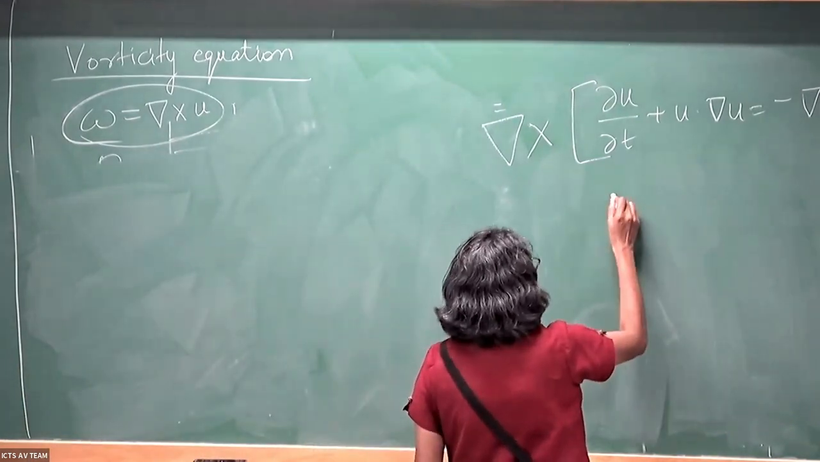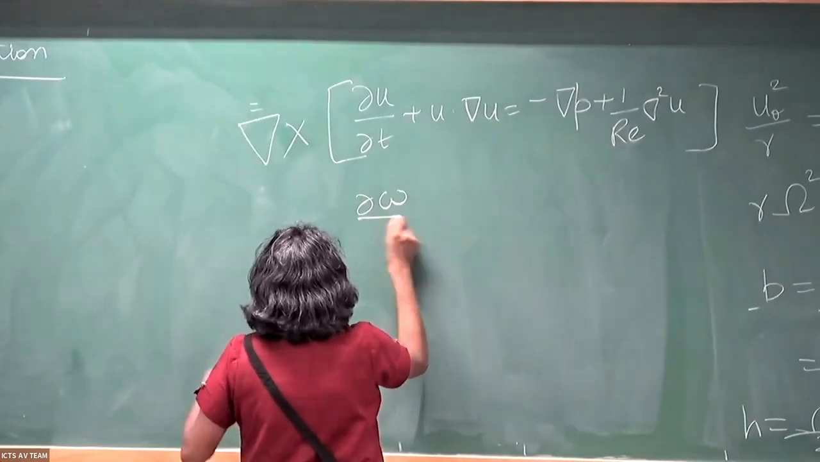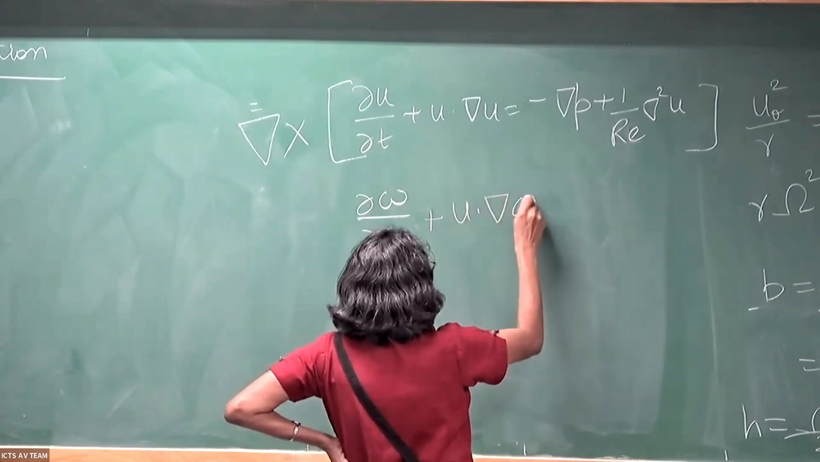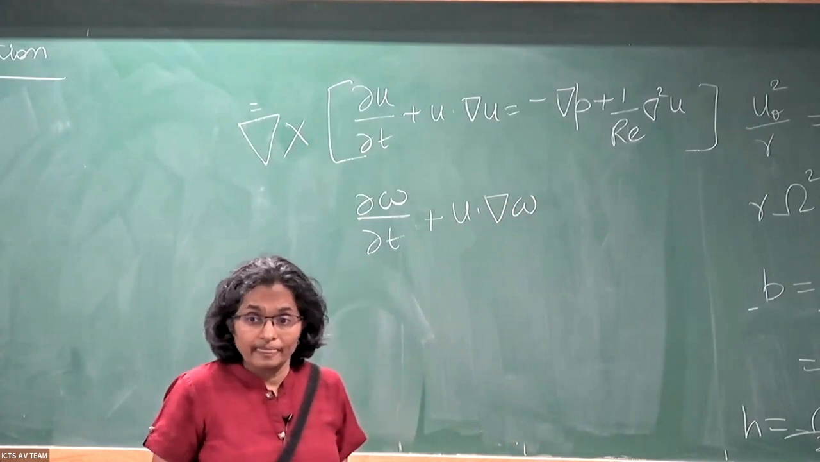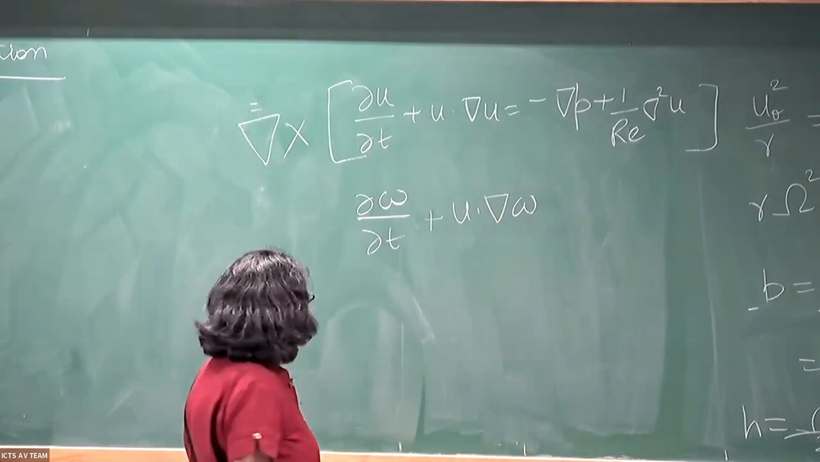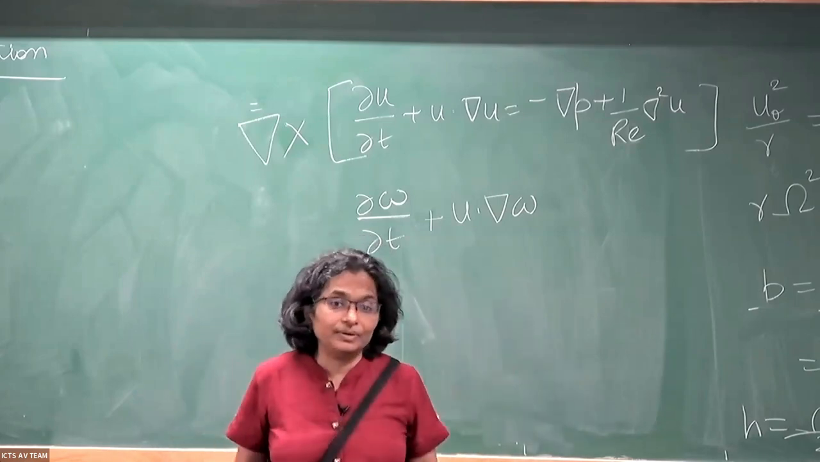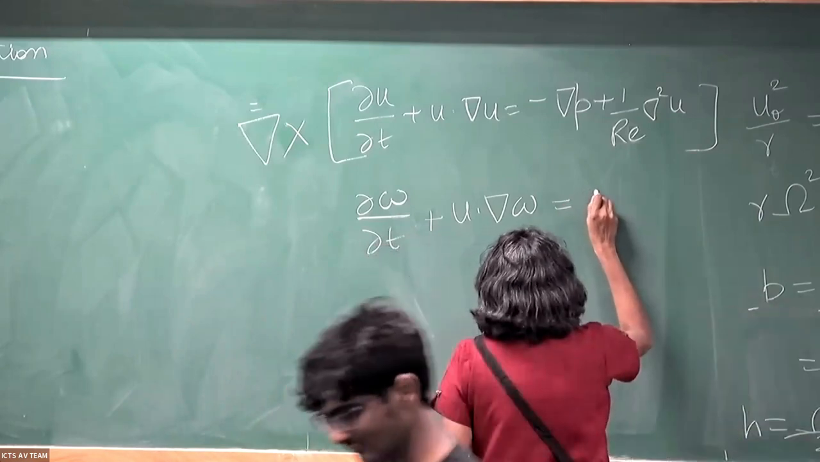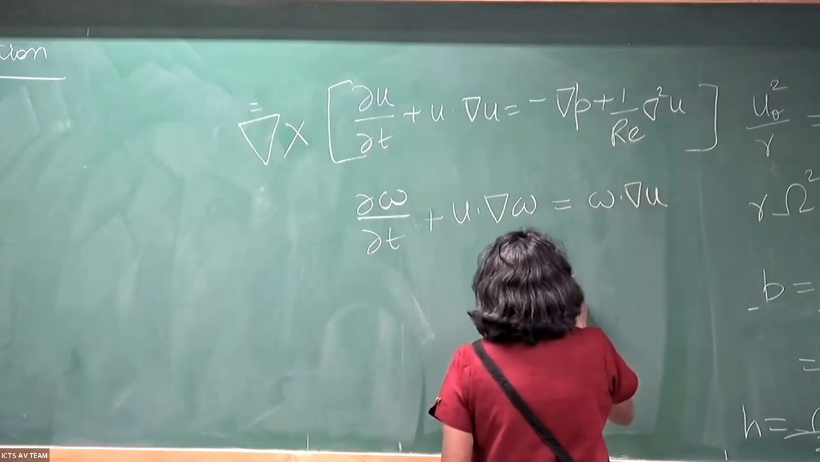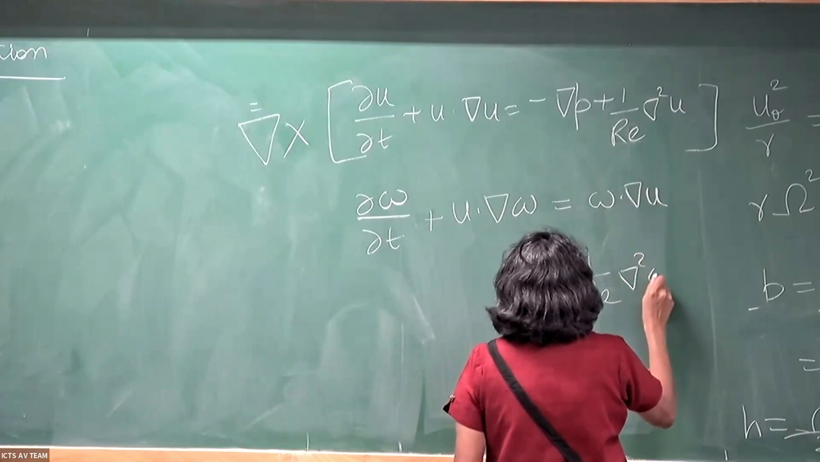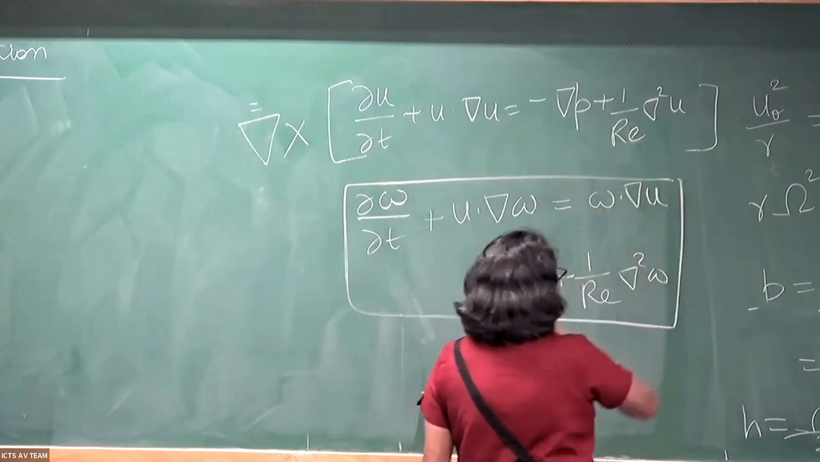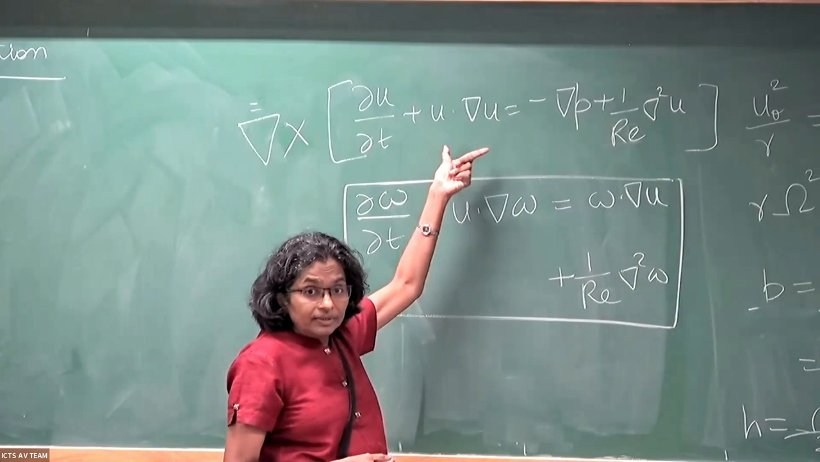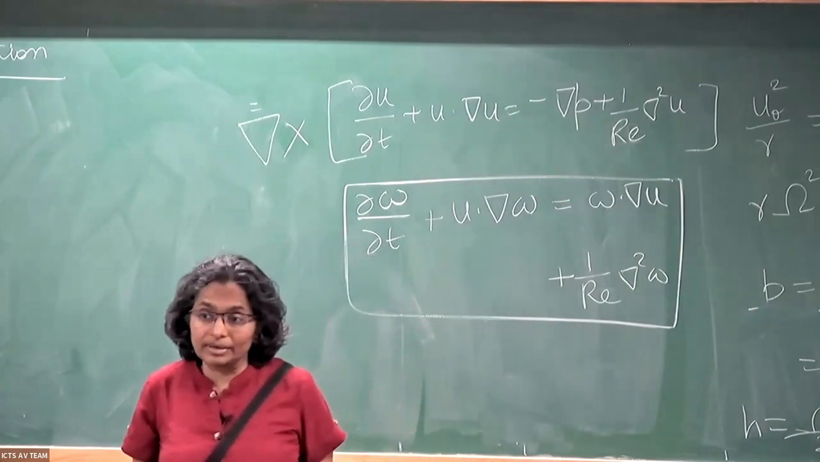So we're going to get dou omega by dou t plus u dot grad omega. What's going to happen to the pressure term? That will go to zero. So that's the nice thing about the vorticity equation. We don't have to solve for the pressure. It's self-consistent, equal to omega dot grad u plus 1 over Reynolds del square omega. So this is now the vorticity equation, because this extra term comes from when you take the curl of this complicated term. So you can do this at home and you'll get this.